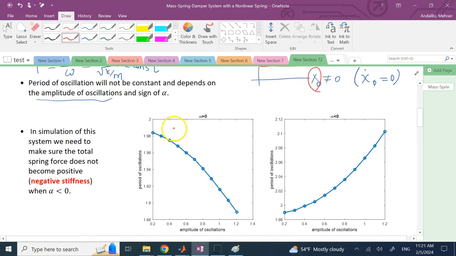But in the nonlinear case, it does. So here, you can see some plots. This is T versus x0 or A. And this is when it is a hardening spring, alpha is positive. You see the period starts dropping.